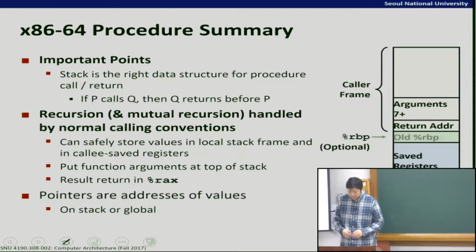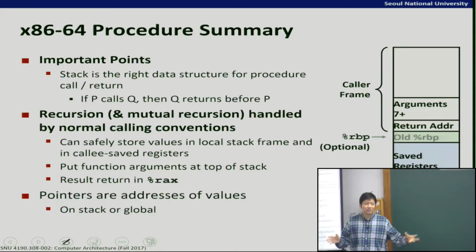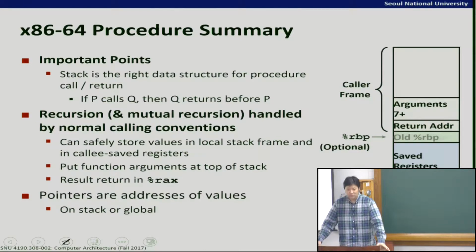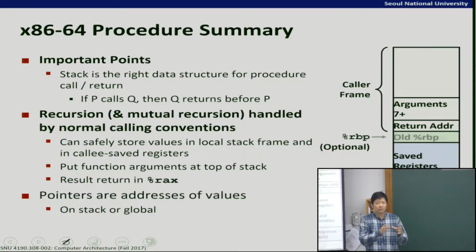Okay, here is a summary. This is the x86-64 procedure. You better understand this part of the lecture to do your lab, I mean homework number 2. The important point is again, the stack is the structure to support these multiple stack frames, and each instance of a function call has its own private storage to store local variables, save registers, return address and so on. And recursion is handled by normal calling conventions, which is nice. The figure on the right shows what the stack structure looks like, what kind of variables or data are stored in the stack.